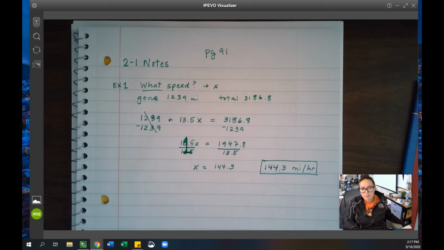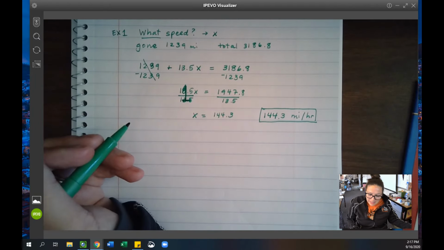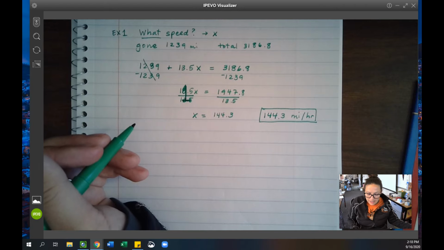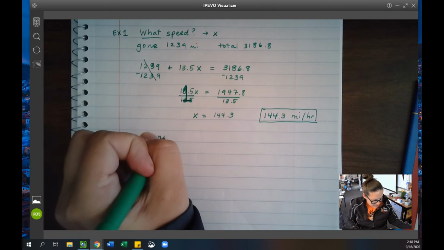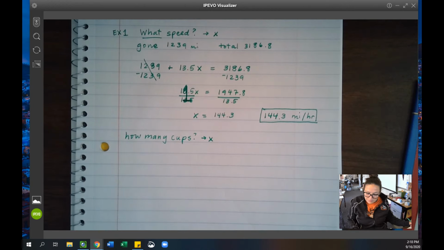Okay. Let's try the one right below it. If you see it in the middle of the page on page 91, it says stacked cups are to be placed in a pantry. One cup is 3.25 inches, and each additional cup raises the stack 0.25 inches. How many cups? There's my question. So that's my X. How many cups fit between two shelves that are 14 inches apart?